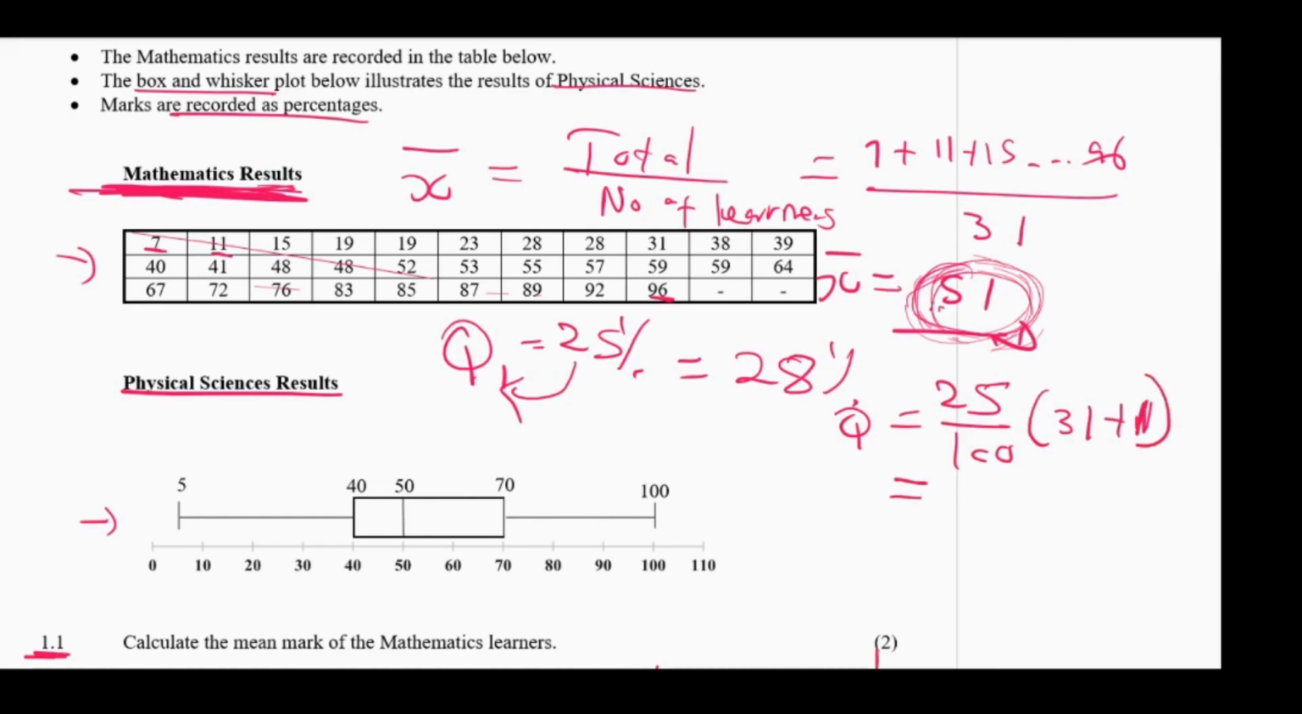And then what you'll find here is 8. So this is number 8. You're going to count your numbers. If the numbers in this table are written in ascending order, then you count up to the 8th number: 1, 2, 3, 4, 5, 6, 7, 8. So this is your Q1 for maths, which gives you 28. So Q1 for maths is 28%.